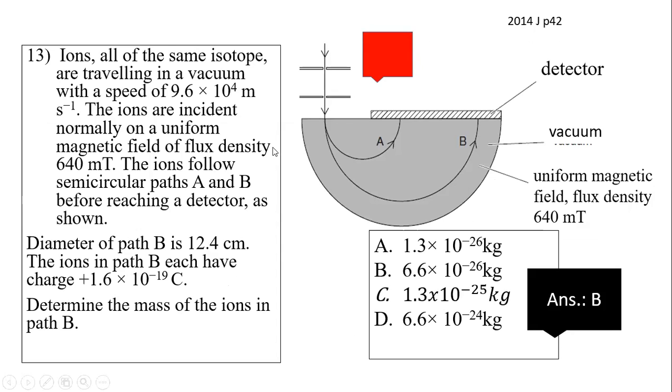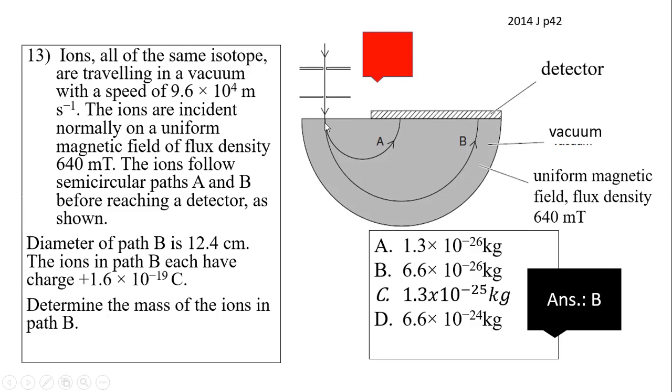This part also, you can see calculation, when you are complete or you don't know how to do. Ions, all of the same isotope, are traveling in vacuum with a speed. That's the speed coming in. Ions are incident normally on the uniform field of flux density. Coming in with a speed, there's the uniform field there. Ions follow the semicircular paths A and B before reaching a detector shown. That's a detector.